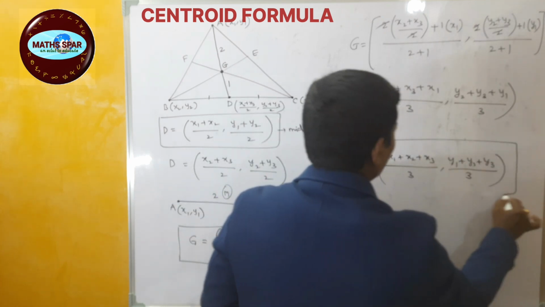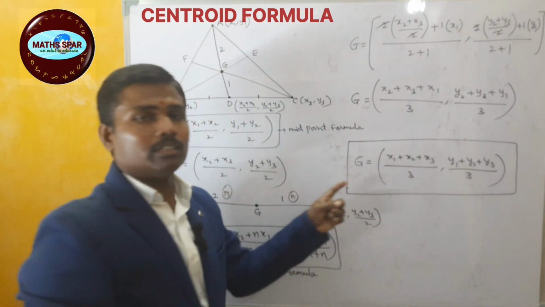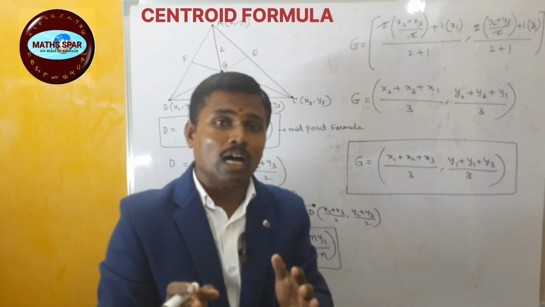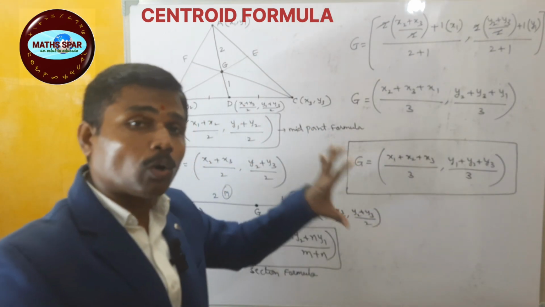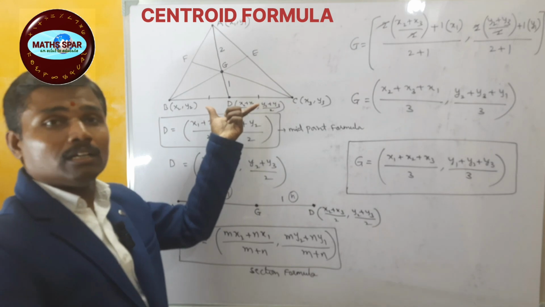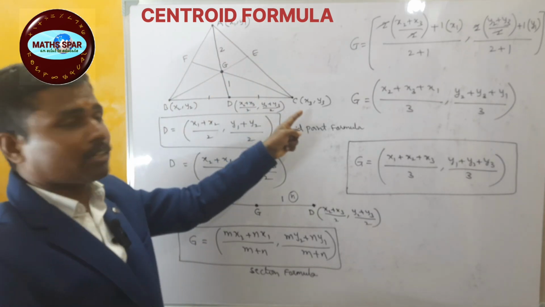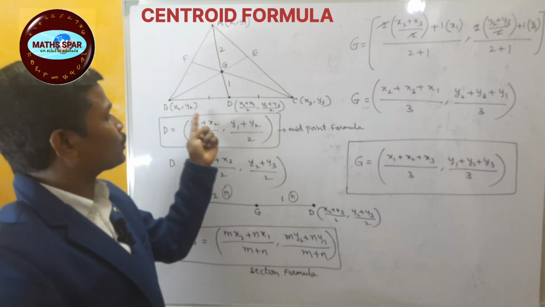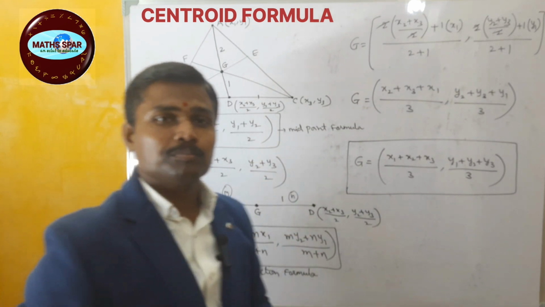This is how we derive the centroid of a triangle when three vertices are given as x1, y1, x2, y2, x3, y3.